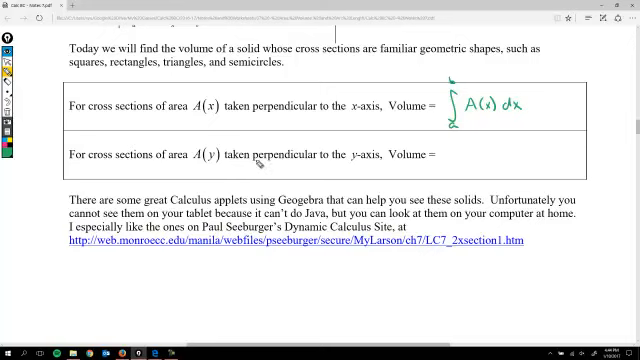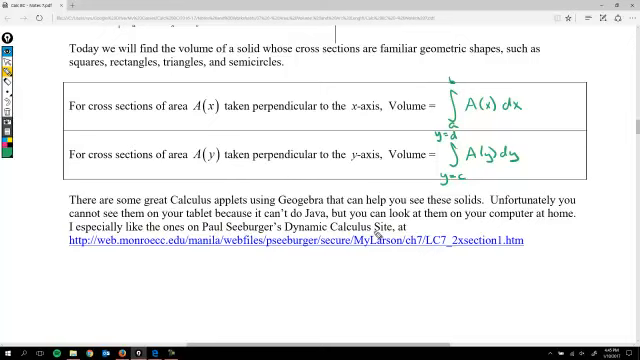And then for cross sections perpendicular to the y-axis, we're going to go from, we'll say, y equals c to y equals d. That's very common. These are just y values of our area with respect to y. That's the only difference. So perpendicular to the x-axis with respect to x, perpendicular to the y-axis with respect to y.